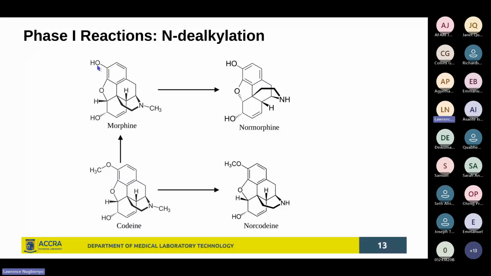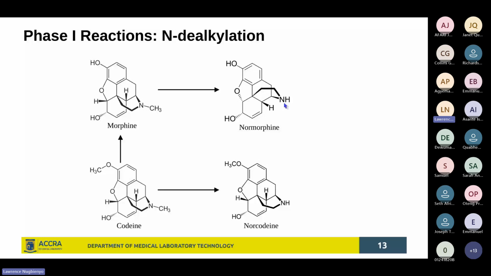Then you also see that even morphine can get converted into normorphine, and that too is occurring by dealkylation of morphine, where the alkyl group, this CH3 on this nitrogen in the ring, is removed, and so you now have just a hydrogen there on that nitrogen. So that is another dealkylation process.